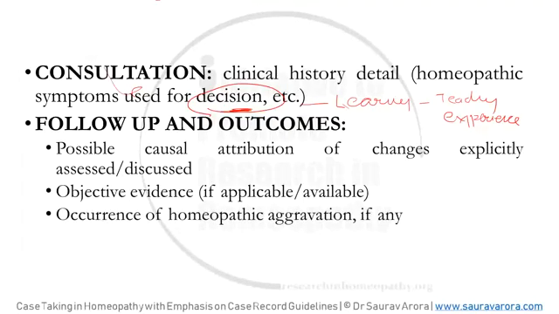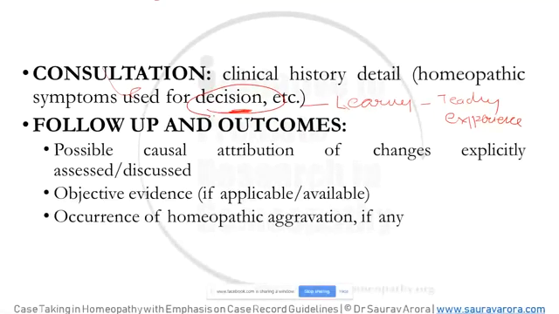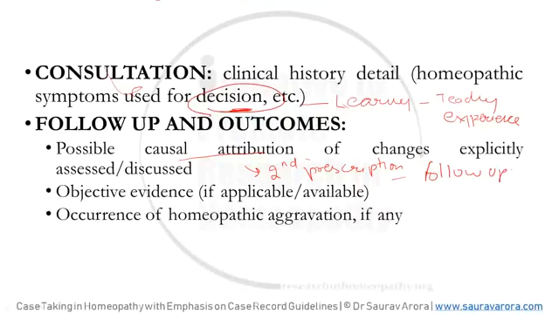So these guidelines are nothing different but the adaptation of the homeopathic consultation, the homeopathic case-taking process, and the follow-up and outcomes. Possible causal attribution of changes explicitly assessed or discussed. The causal attribution: what, when, and how. So this is the second prescription. This is follow-up. As it is said, the first prescription may be very easy, the follow-up is very difficult. So this causal attribution of changes, the second prescription, is a challenge. And if you are a master in that, people will listen to you.